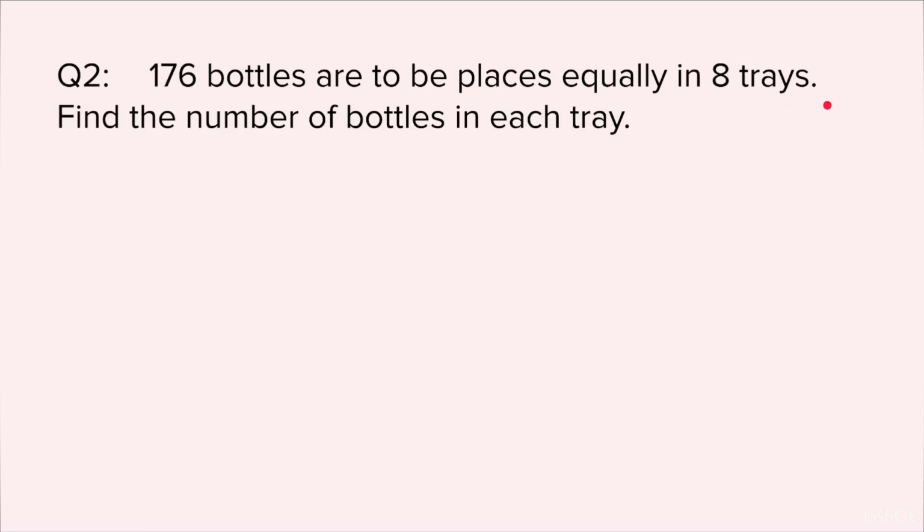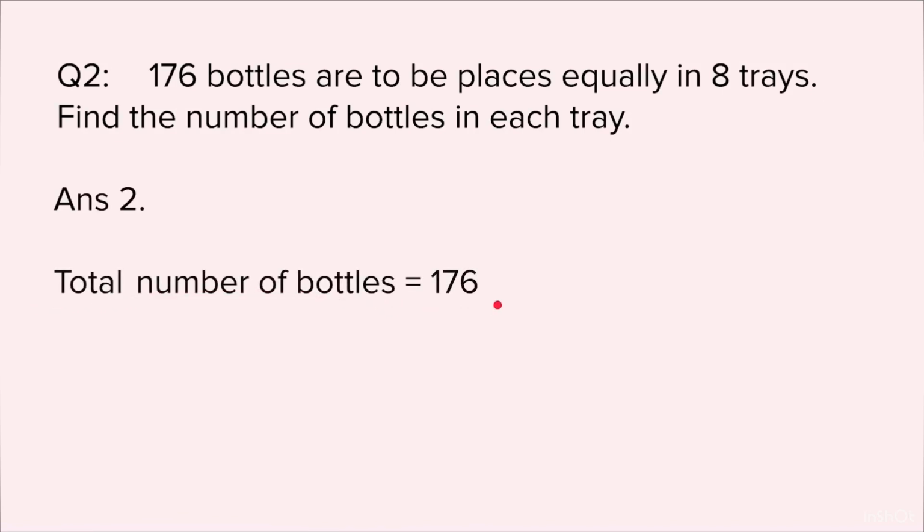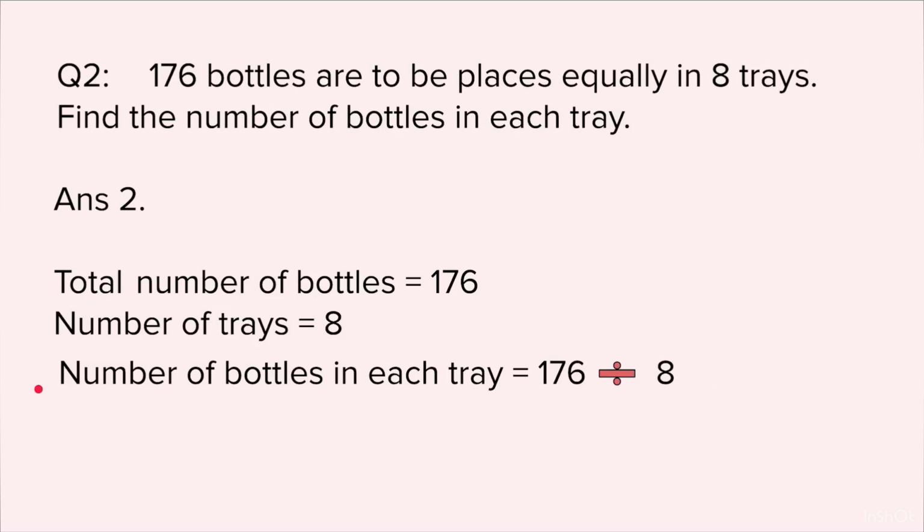So information given to us in this line is total number of bottles is equal to 176 and the number of trays. So number of trays is equal to 8. Now again we get back to the question, find the number of bottles in each tray. So number of bottles in each tray is equal to 176 divided by 8.